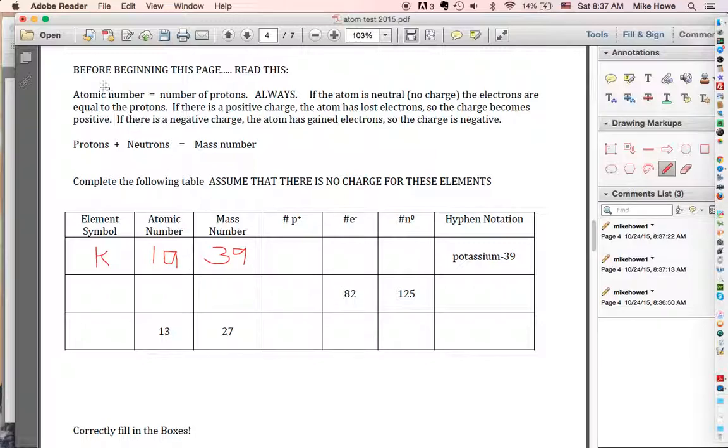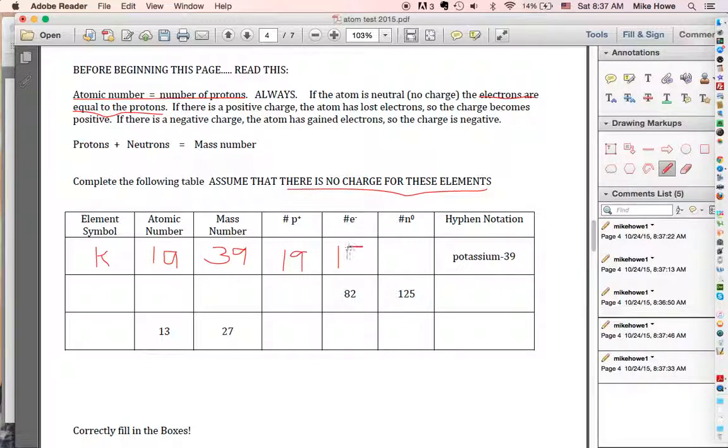The atomic number, it says up here, is number of protons. See, atomic number, number of protons. So that means the protons here are 19. Since there is no charge, the electrons are equal to the protons if there's no charge. And it says right here, no charge for these elements. So 19.